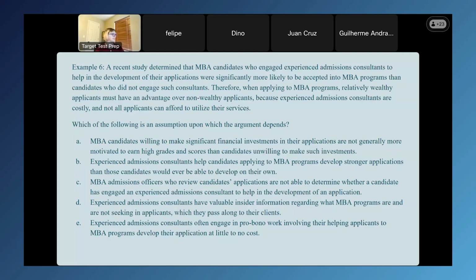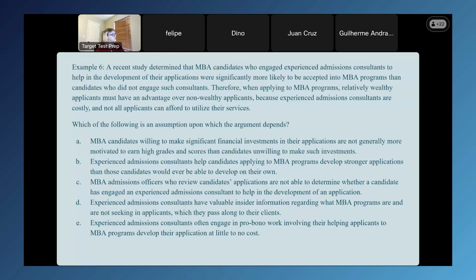So A is necessary. B: experienced admissions consultants help candidates applying to MBA programs develop stronger applications than those candidates would ever be able to develop on their own. This explains a premise. We already know that people who hire consultants are significantly more likely to be accepted, so we do not need to know why that is true.